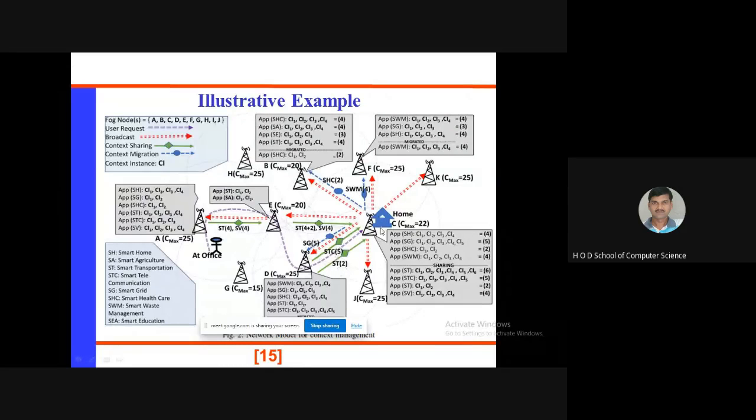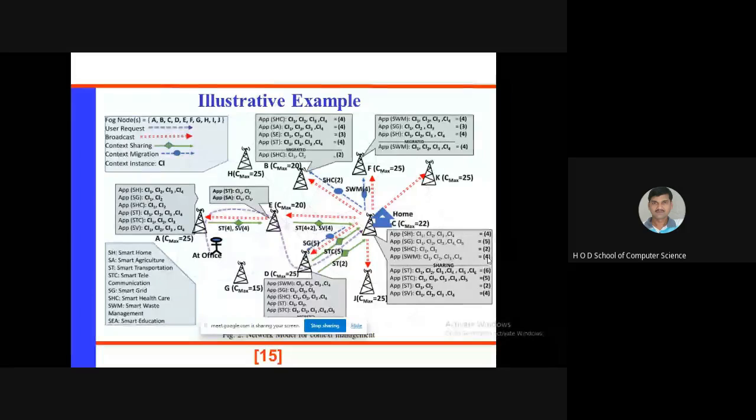But what is its capacity? Its capacity is 22, and already it has 4 plus 5, 9, to 11, and this one 4, 15. So it has a capacity of 22, out of which 15 are filled. That means 15 context instances are already there, and it is going to receive 17 context instances. So definitely it cannot store those 17. So it has to migrate some of its context instances, which are not required for the timing, to the other fog nodes.